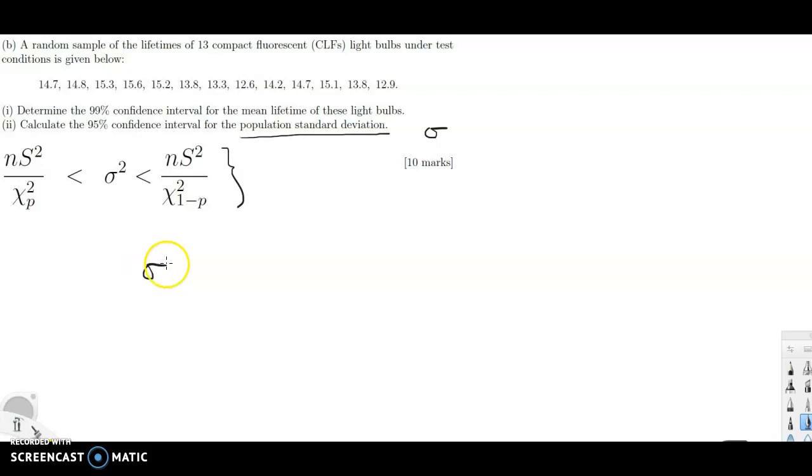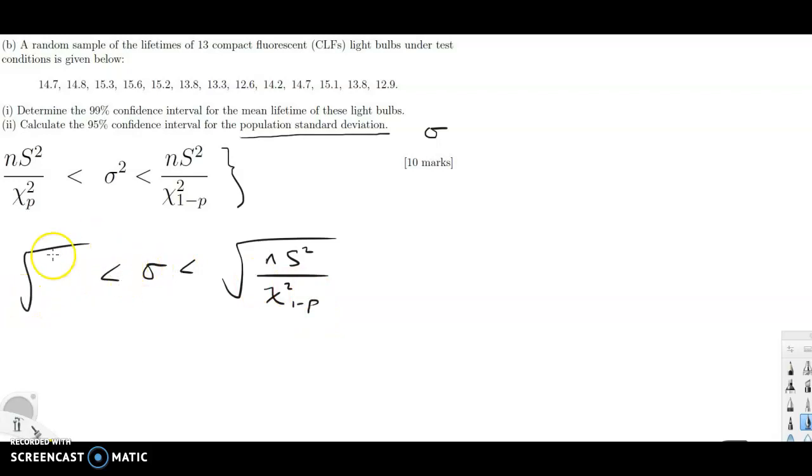So it's going to be sigma less than, we're getting the square root all across, so it'll be the square root of n times s squared over chi squared 1 minus p, and on this side it's greater than n s squared over chi squared p. What else do we need to say here?